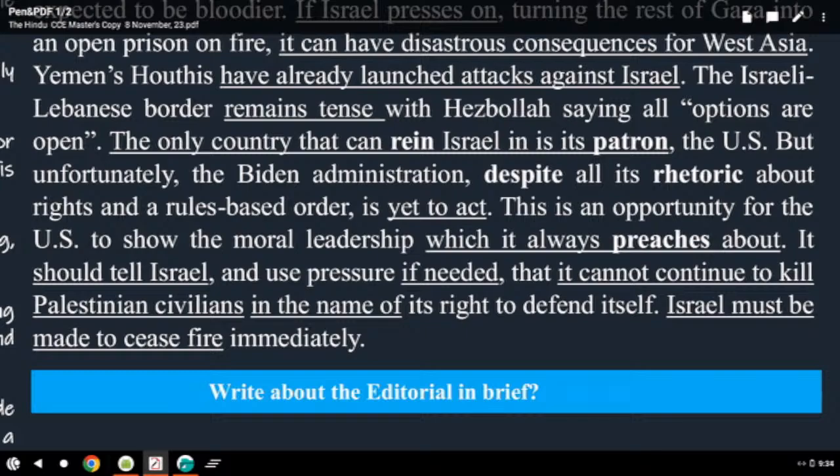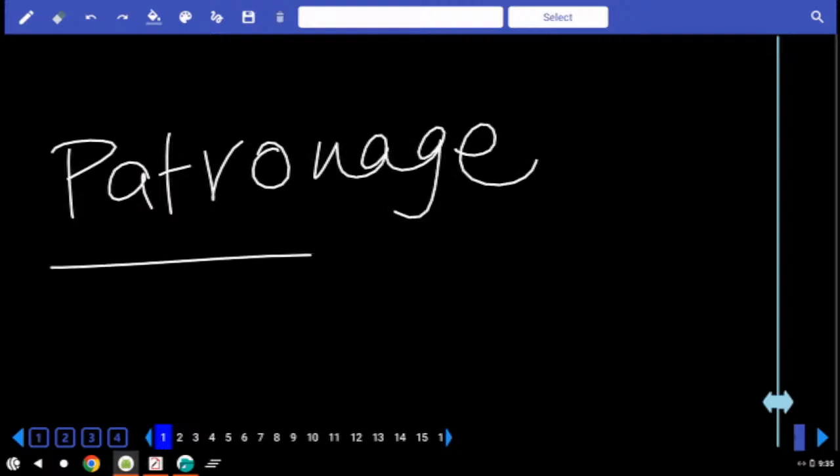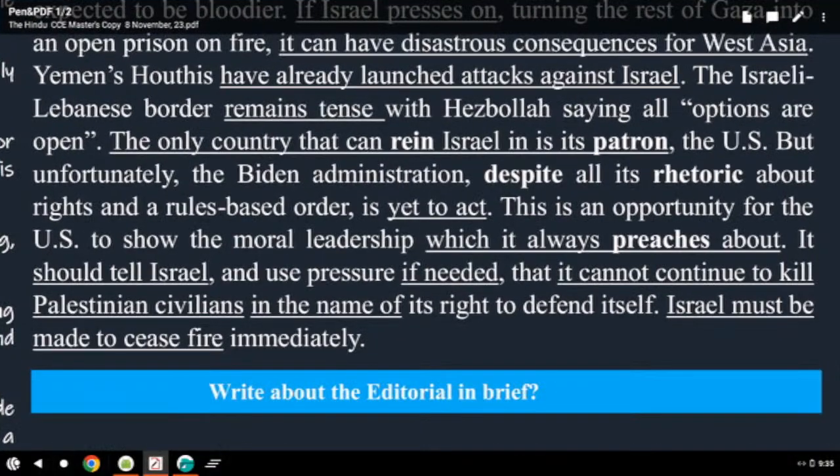Rein means control. The only country that can rein in Israel is its patron. Patron means supporter. Please write patron, supporter, and write the noun form, patronage. Here, supporter, not a simple term. Imagine there is a particular orphanage. You all know the word orphanage. And they need money to support the orphans. A businessman supports that orphanage. Then they say, he is our patron. It means he is the one who helps us. Here, patron, the US, only one country, that is the US.